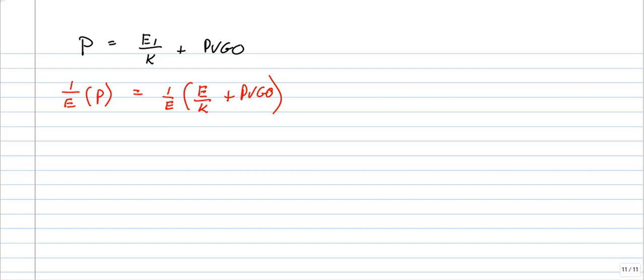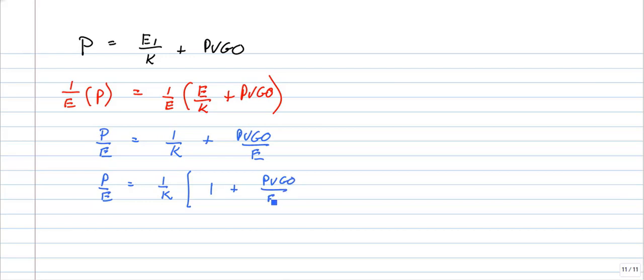What I'm going to end up with on the left-hand side is P over E. This is going to give me 1 over K plus the present value of growth opportunities over E. And then I don't know if it's simplified or not, but I'm going to factor out 1 over K on the right-hand side. This is on page 609 in your textbook.